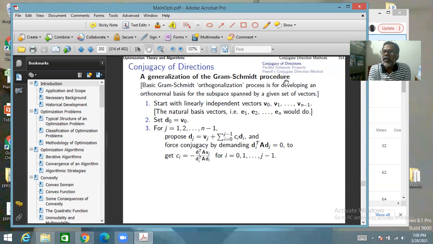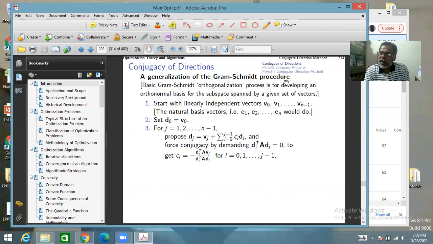Understand that conjugacy is actually a generalization of orthogonality, because in orthogonality you talk about two vectors being orthogonal when they satisfy d1 transpose d2, which is d1 transpose identity into d2, equal to 0. Here, that identity matrix sitting in between, in the case of orthogonality, is replaced by some other positive definite symmetric matrix. Identity matrix is also a symmetric positive definite matrix. Now here you have not identity, but a non-trivial positive definite matrix.